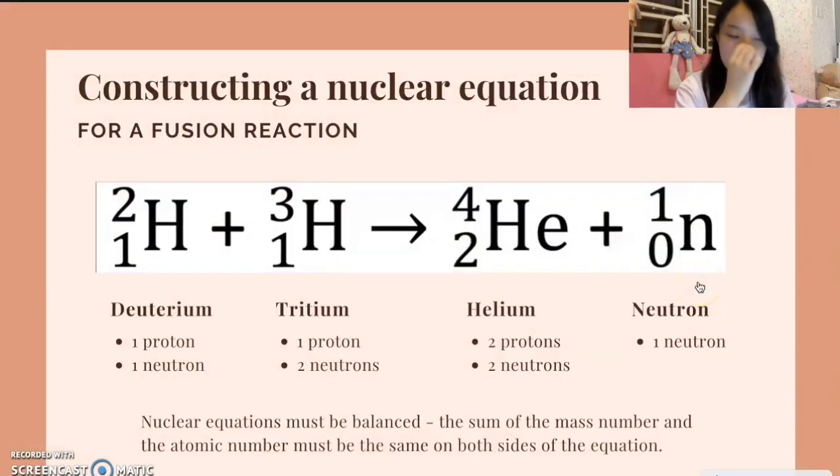Now we'll be looking at a nuclear reaction for the fusion of deuterium and tritium to form helium and a neutron. Nuclear equations must be balanced, therefore the sum of the mass numbers and the sum of the atomic numbers must be the same on both sides of the equation.